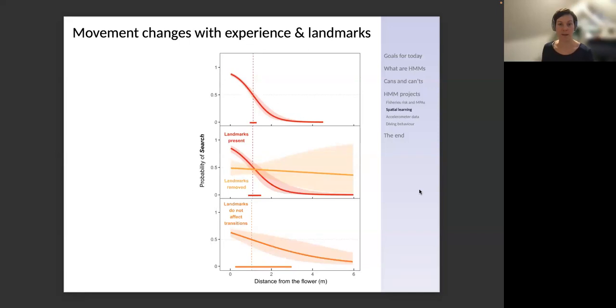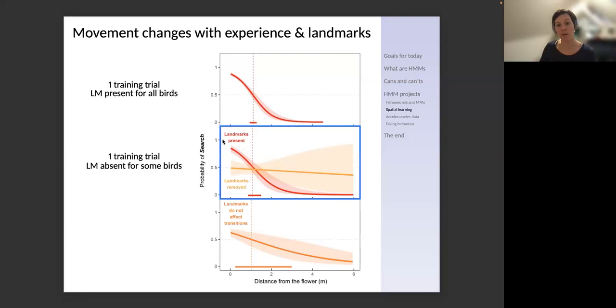So what did we see in 3 experiments? In the first experiment, we had 1 training trial, and the landmarks were present for all birds. And what you're seeing here is the probability of search on the y-axis going from 0 to 1. And on the x-axis, you're seeing the distance from flower. So the closer you are to the flower, the more likely you are to be in search behavior. And that was really clear for all of the birds. They all had the landmarks present.